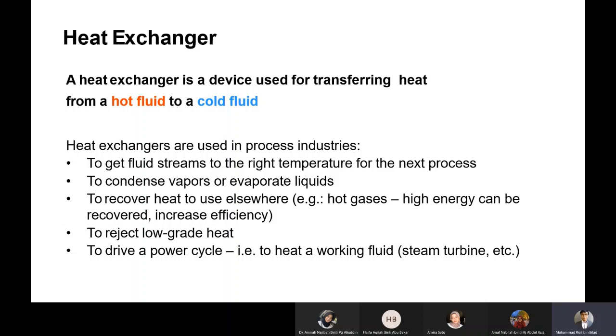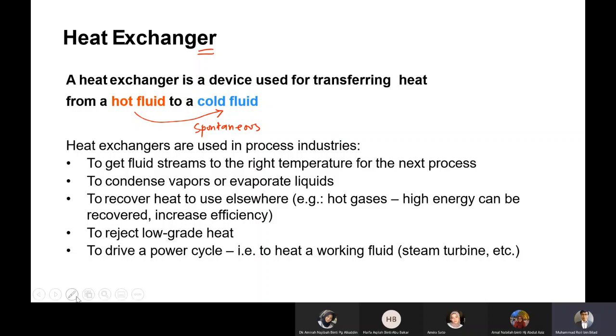What is a heat exchanger? The keyword is probably the last two letters. So it's a tool used to transfer heat from hot fluid to cold fluid. What we want here is spontaneous. The process is spontaneous, from hot fluid to cold fluid. That is normal. It will happen without any work being done.